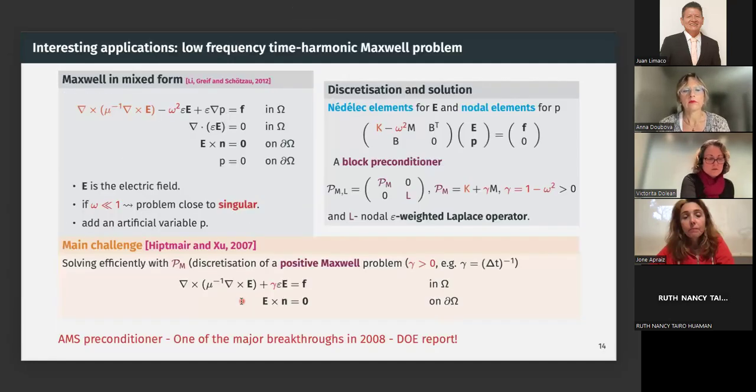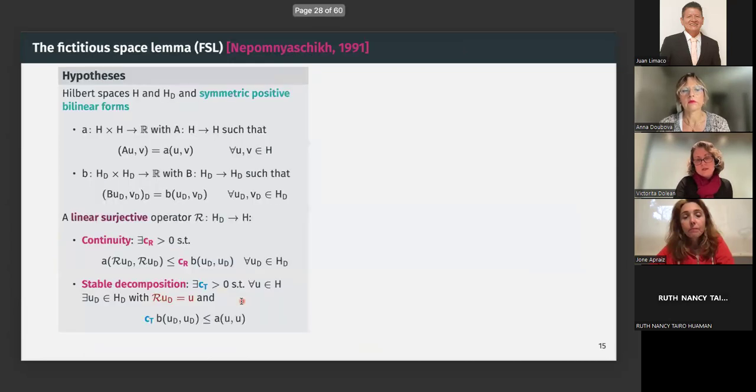Good. So now just to put some mathematics in it, just to say how do I solve this? An abstract framework, which is very adapted for this kind of problem, is called the fictitious space lemma. It's a result from 1991. I explain it in an abstract way, and then I apply it to my problem.